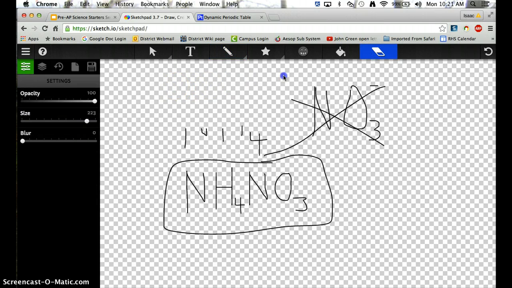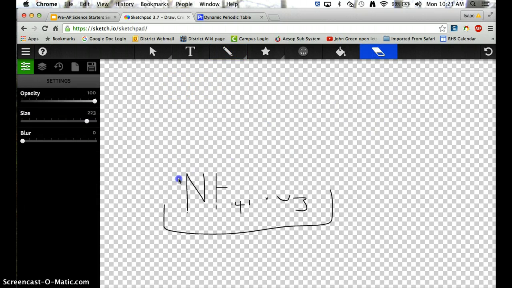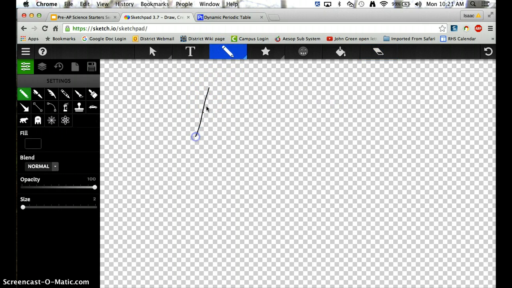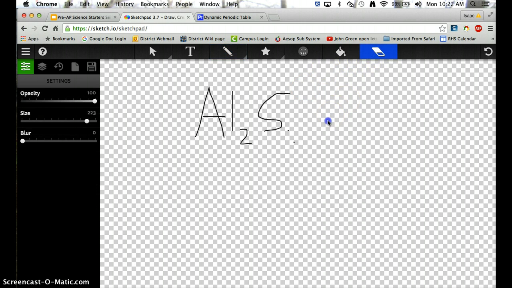Now let's look at one that's a little bit more complicated, for instance, the formula for aluminum sulfide, which I think you'll look at later in this discussion. So aluminum sulfide is Al2S3. Whoops, I'm sorry, that's a really bad 3. There we go.